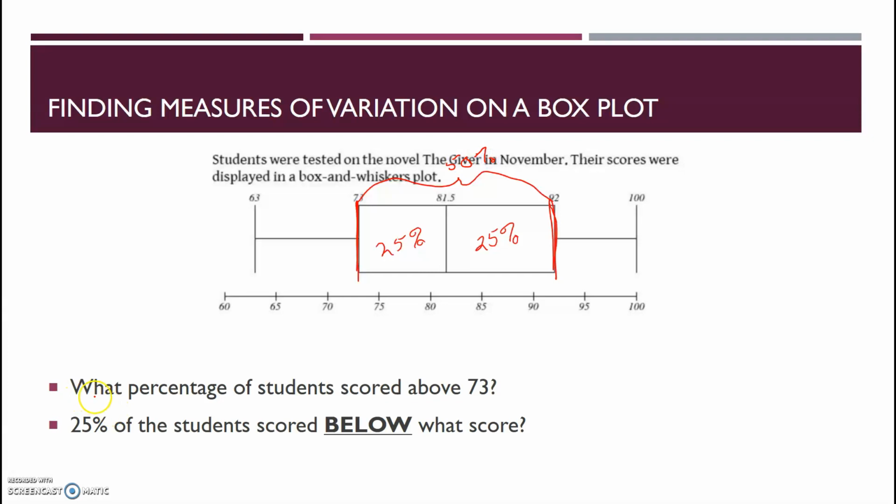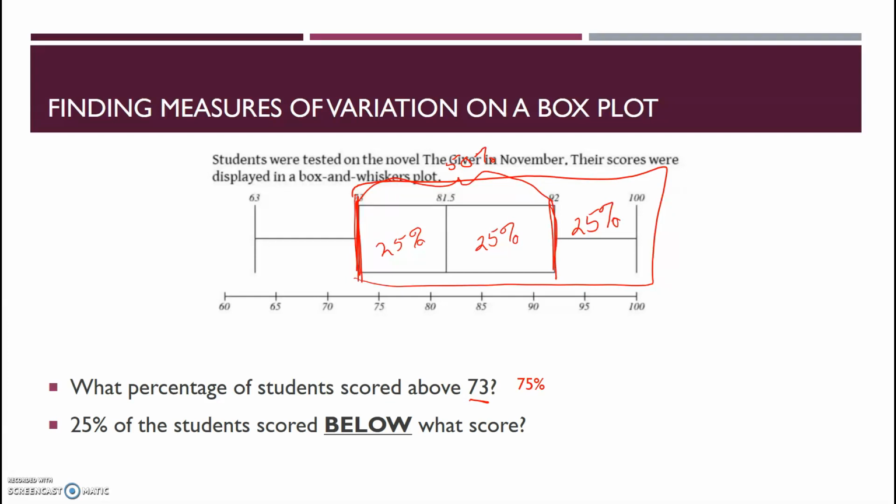Now in this problem, I want to know what percentage of the students scored above 73. So I look at 73 and everyone above. So I'm looking at this whole portion of my graph. Well, I've got my entire box, so 25%, 25%, and my fourth quartile, which is also 25%. So altogether, the percentage of students that scored above 73 is 25 plus 25 plus 25, or 75% of my data.